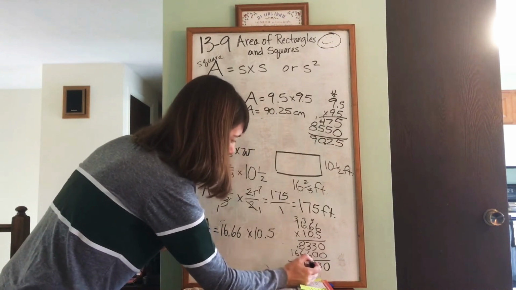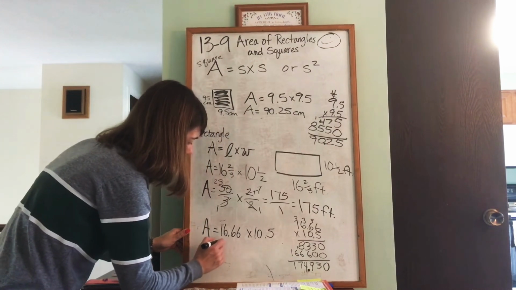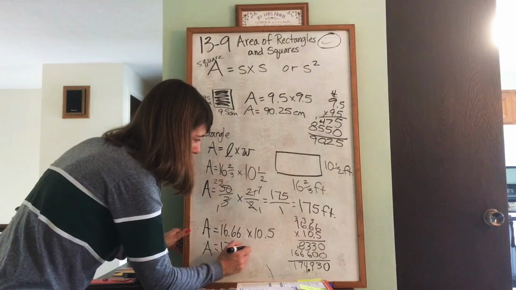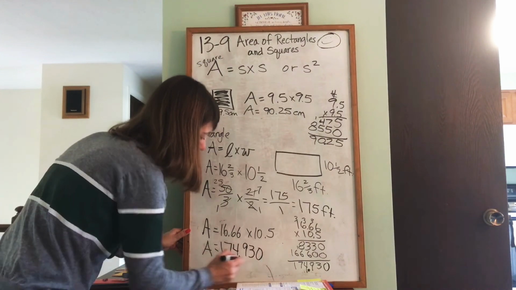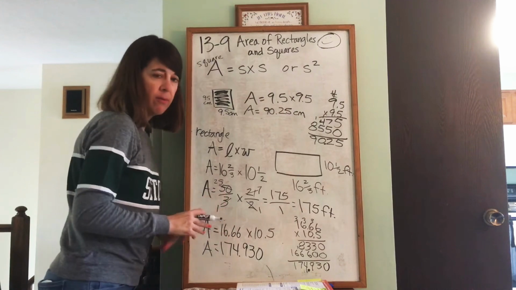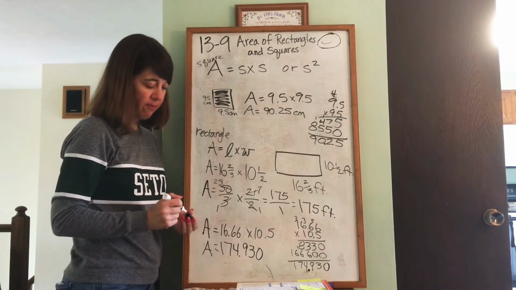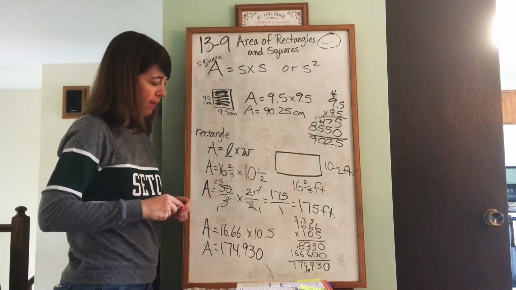And then we had 3 decimal places, 1, 2, 3, and that brings us to A equals 174.930, which we could round up to 175, which is what we got when we used the fractions. So you can use either method, the fraction method or the decimal method.